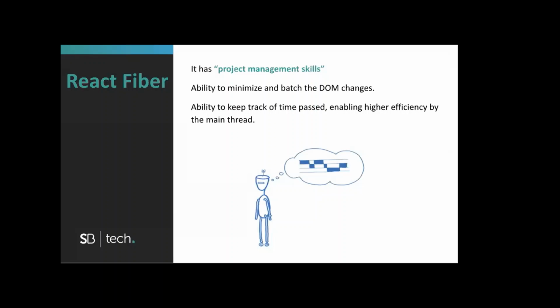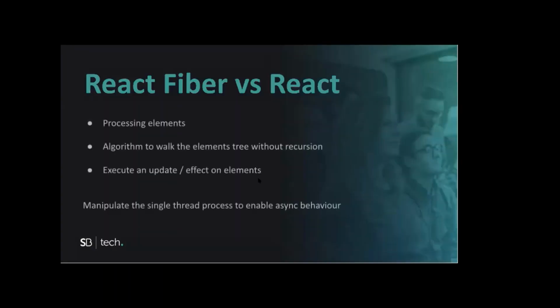I'll show it in the upcoming slides. So what are the differences between current React and React Fiber? You can see the main differences are the way it processes an element, the way it walks through this element, and the way it updates the element. So basically this is the main key area where Fiber made the changes. Fiber algorithm has changed in these three areas, which we are going to see.